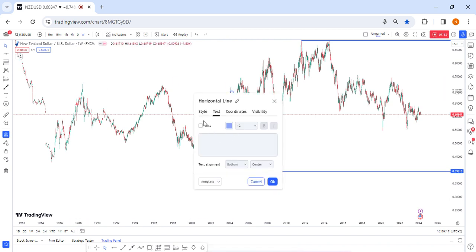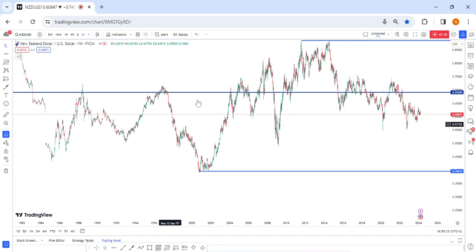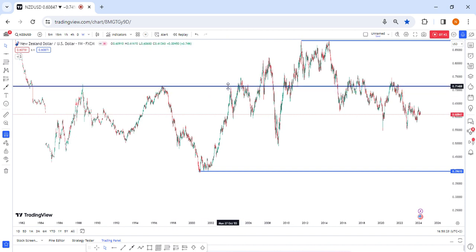Let's change that color. I'm sure you guys won't be able to see. Okay, that should be better. All right, so we had a level here. This could act as our resistance because we saw price break through.